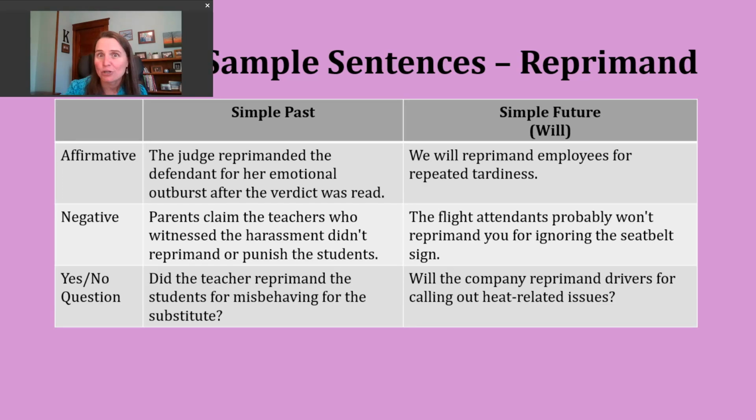for wrong behavior. Now, let's look at making a yes or no question in the simple past tense. To do this, we start with did, then we'll have our subject, and then the base verb. Again, I love pointing out to my students, they can notice this pattern, no ed form of the verb here in my yes or no question. The only time I'm using the ed form of the verb is in the affirmative or in positive sentences. Let's look at this last example. Did the teacher reprimand the students for misbehaving for the substitute?